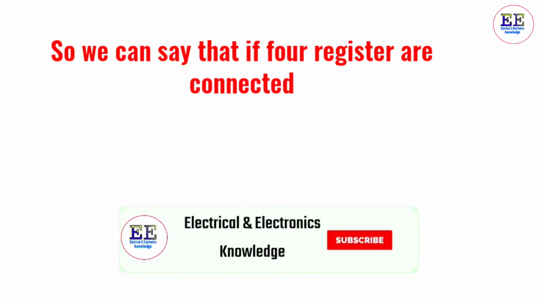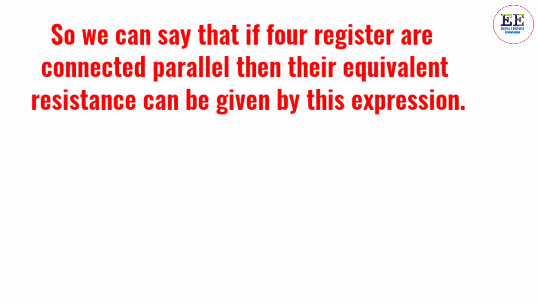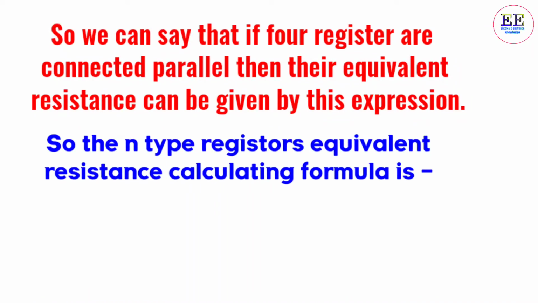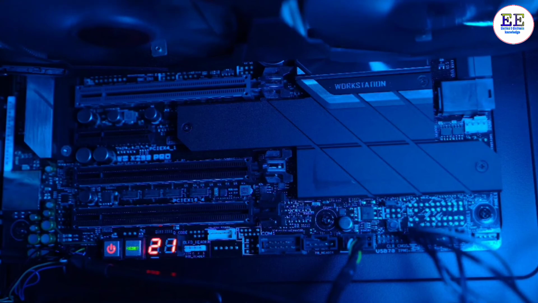So we can say that if four resistors are connected in parallel, then their equivalent resistance can be given by this expression. So the formula for n resistors' equivalent resistance is 1 by R is equal to 1 by R1 plus 1 by R2 plus 1 by R3 and so on up to 1 by Rn. So I hope you learned how to find the equivalent resistance for series and parallel circuits.